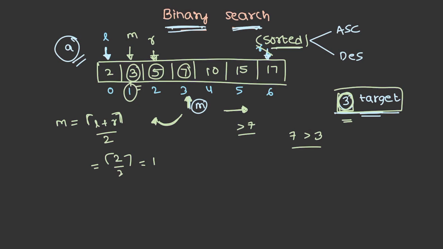If the target is still not equal, if the target is greater, I'll change the left pointer to m+1, or if the target is less, then I'll change the right pointer to m-1. You might have figured out the reason why we are doing this.